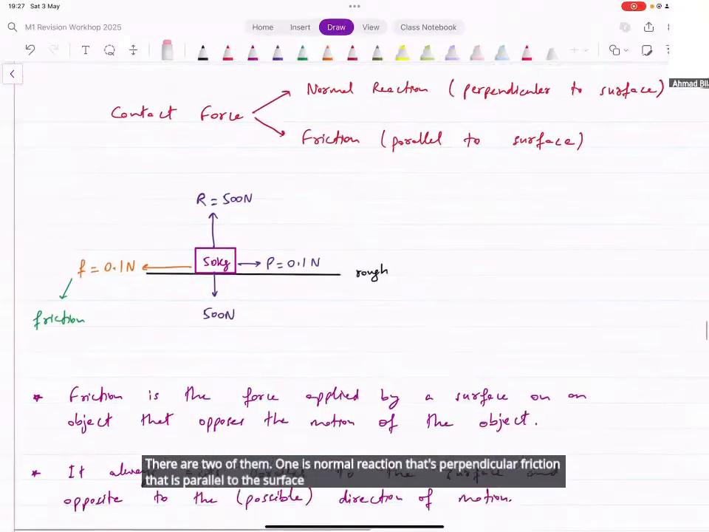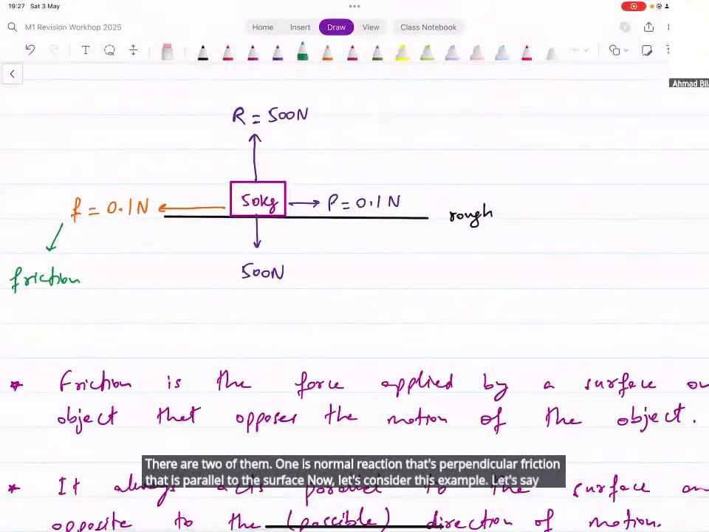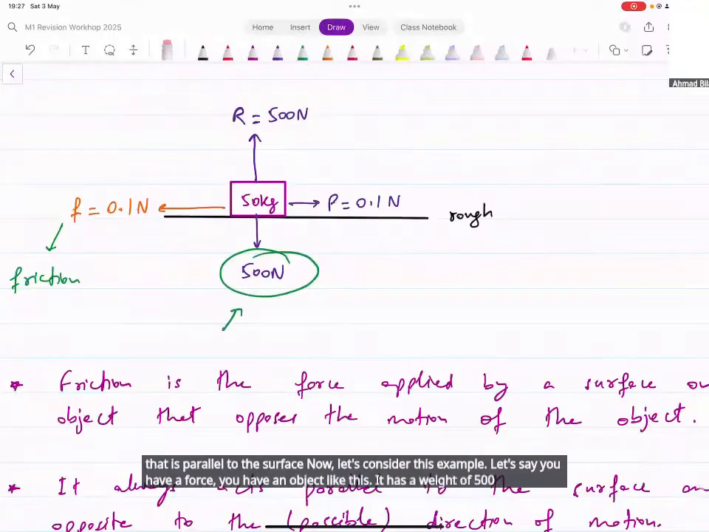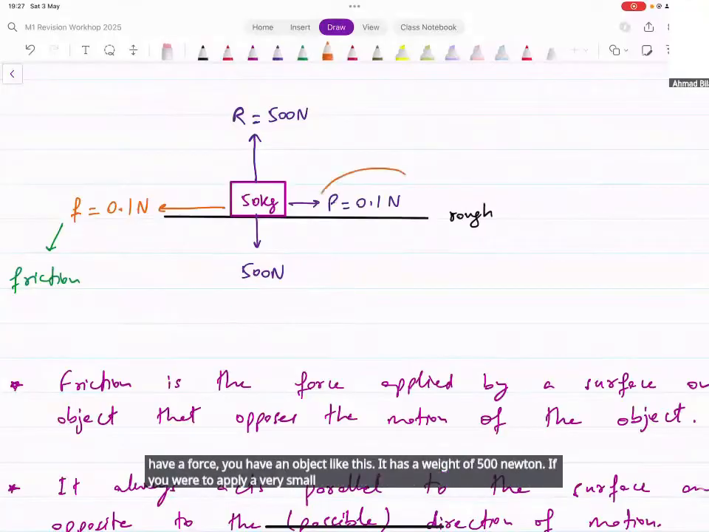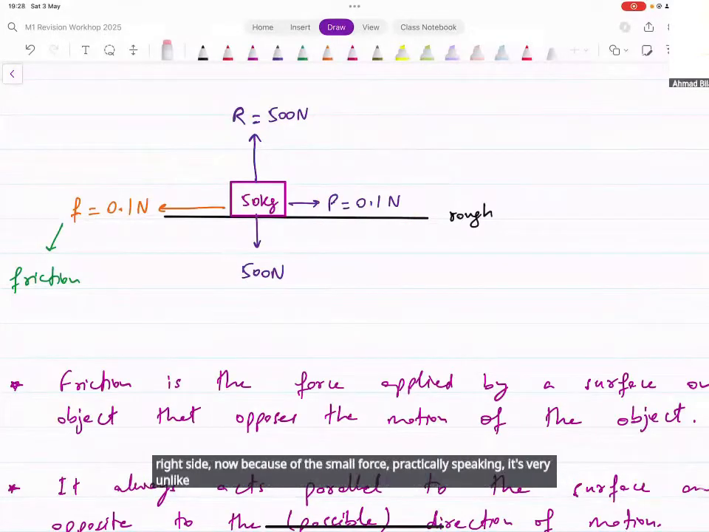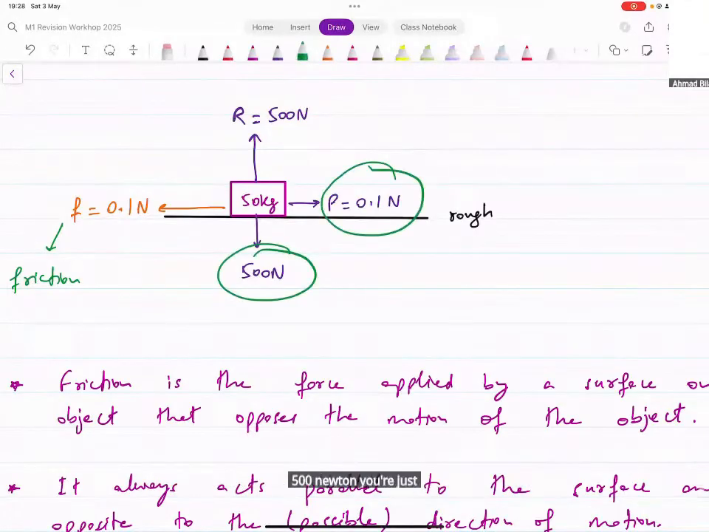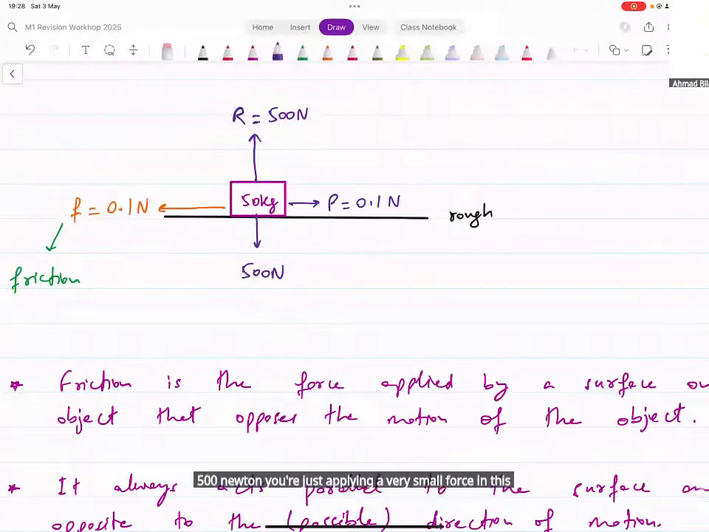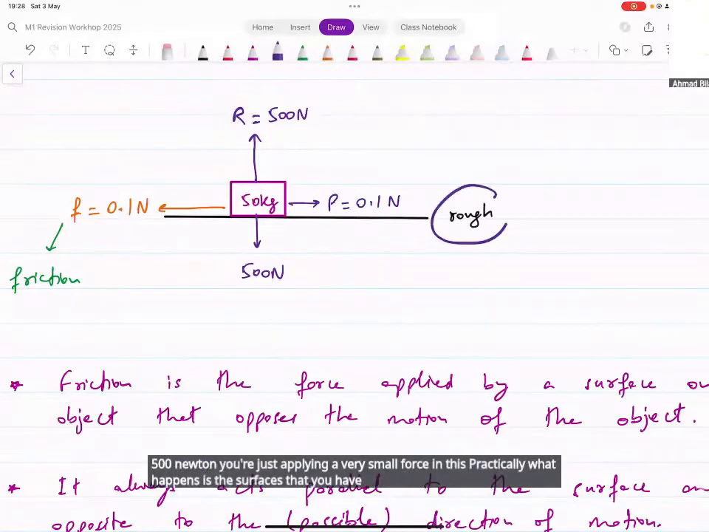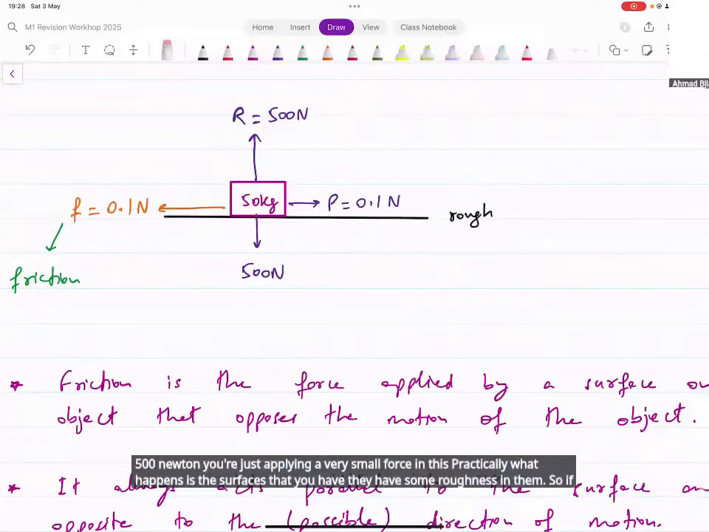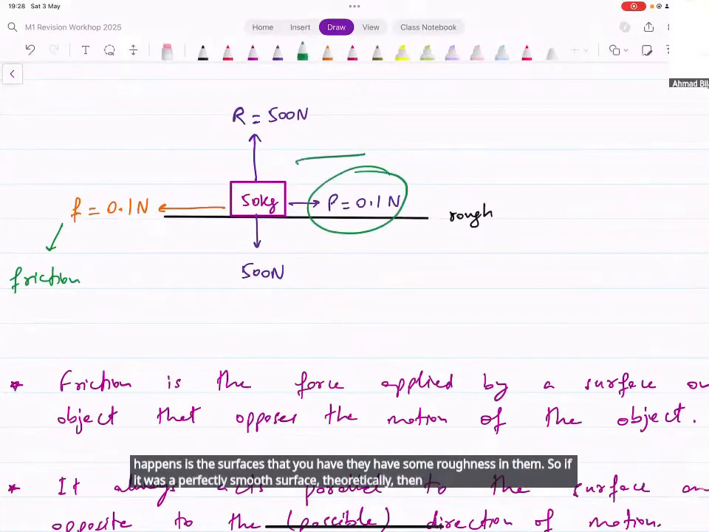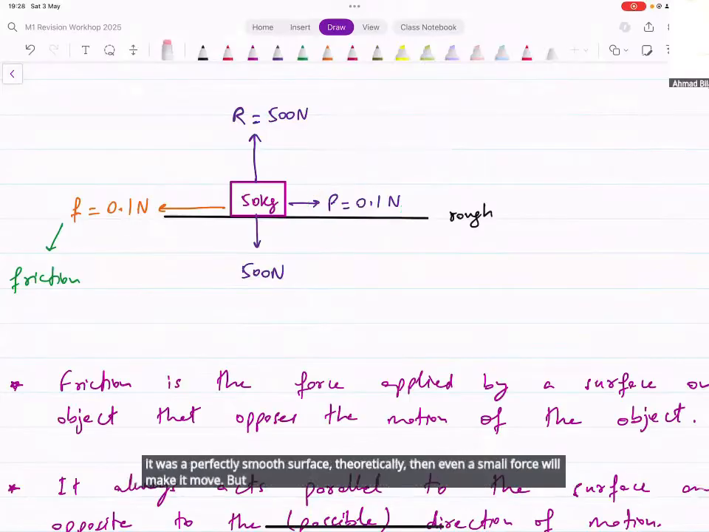Now, let's consider this example. Let's say you have an object like this. It has a weight of 500 Newton. If you were to apply a very small force in one direction, for example, just 0.1 Newton towards the right side. Now, because of the small force, practically speaking, it's very unlikely that the object will start moving to the right because it's so heavy, 500 Newton. You're just applying a very small force in this. Practically, what happens is the surfaces that you have, they have some roughness in them. So if it was a perfectly smooth surface, theoretically, then even a small force will make it move. But generally, that does not happen because you have some rough objects.